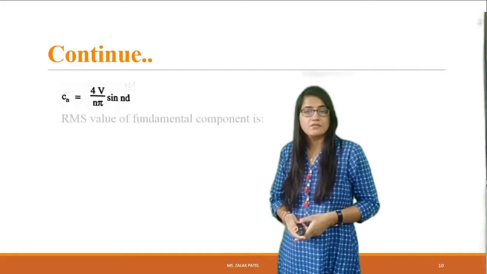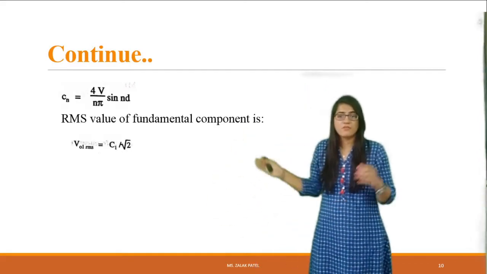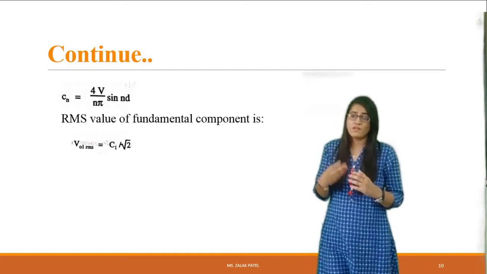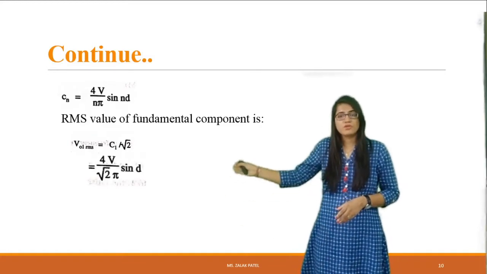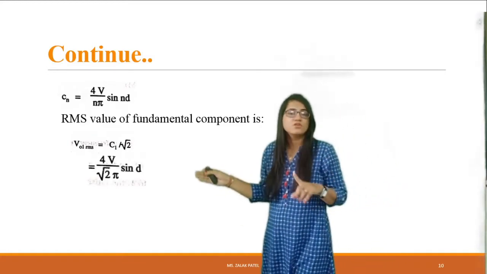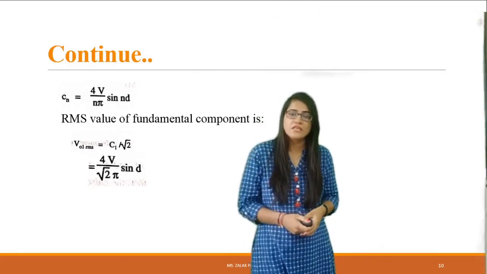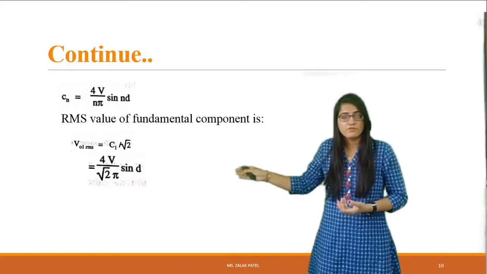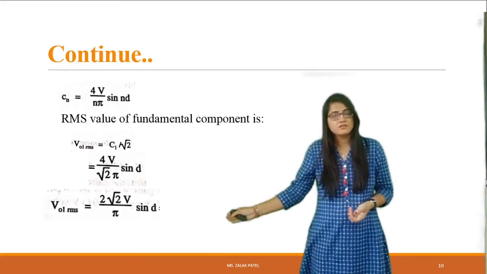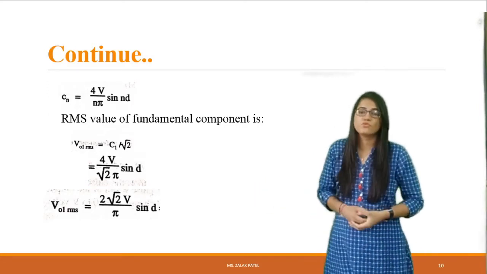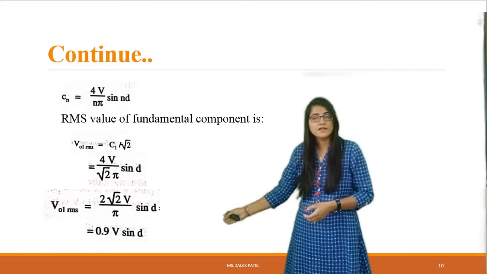Now the RMS value of the fundamental component is given by Cn divided by root 2. Why divided by root 2? Because we have to calculate the RMS value. So if we put the values for the fundamental, n equal to 1, it gives 4b upon root 2 pi sin d. If you calculate 4b upon root 2 pi sin d, it can be written as 2 root 2 b upon pi into sin d. So it will be 0.9 b sin d.